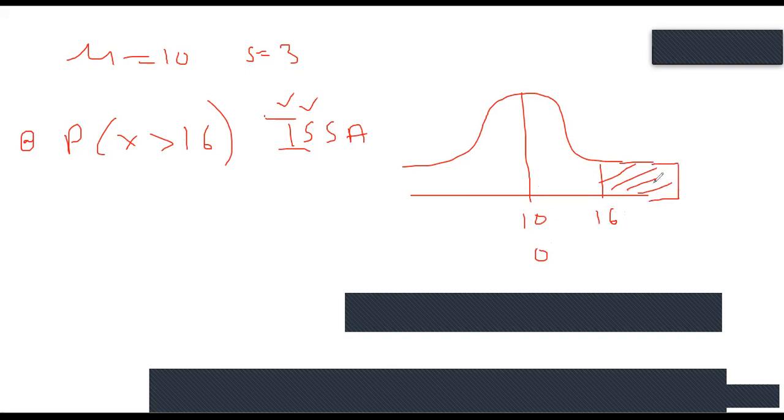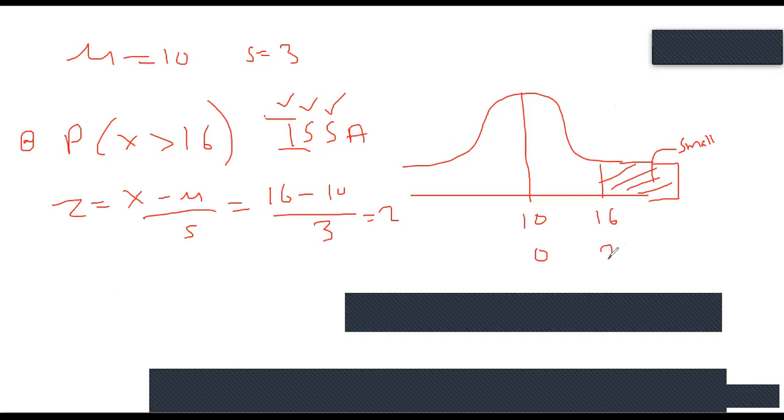What does the shading tell you? Whenever the shading is small, we subtract from 1. If the shading is big, we read direct. So the next step is to standardize. The formula for standardizing is X minus mean over standard deviation. So 16 minus 10 is 6, over 3, which is the standard deviation, is 2. So this 16 standardized in terms of Z is a 2.